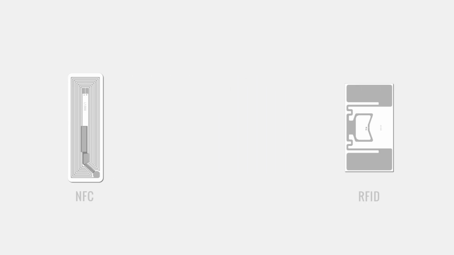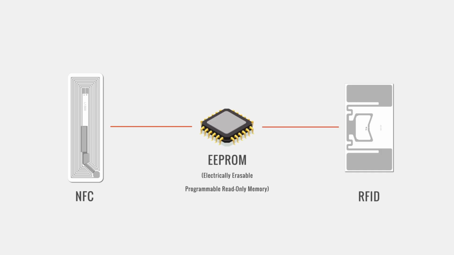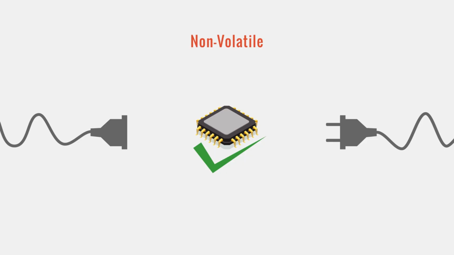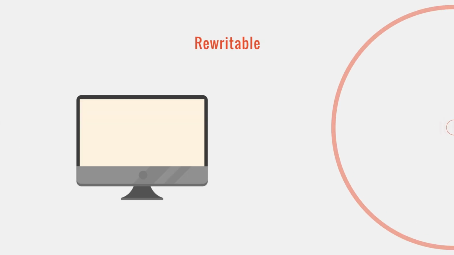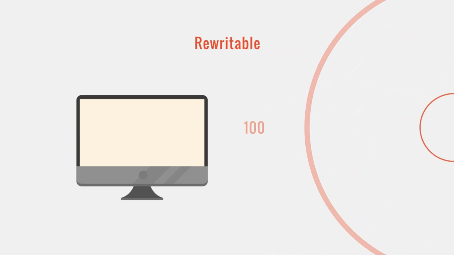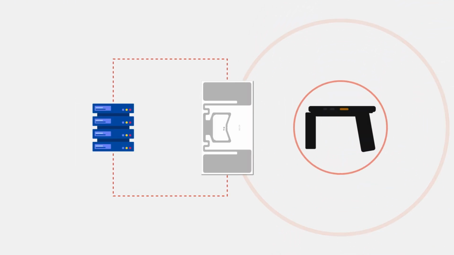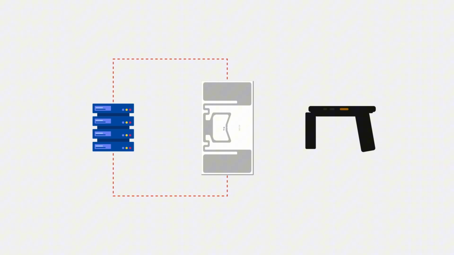In most RFID and NFC tags, the hard drive used to store data is a type of memory called EEPROM, which stands for Electrically Erasable Programmable Read-Only Memory. It has two key features. First, it is non-volatile, meaning data is preserved even without power. And second, it is rewritable, allowing data to be updated multiple times. This enables passive RFID tags to function without a battery, storing information securely for long periods when activated by a reader.